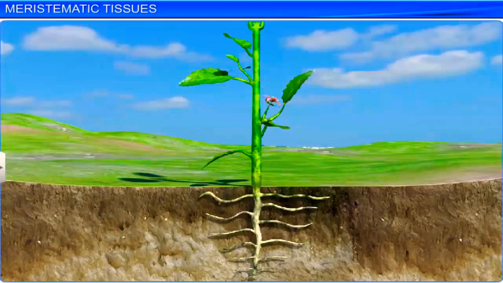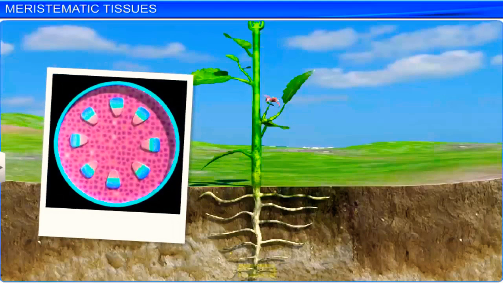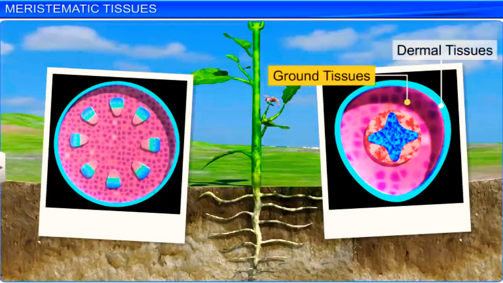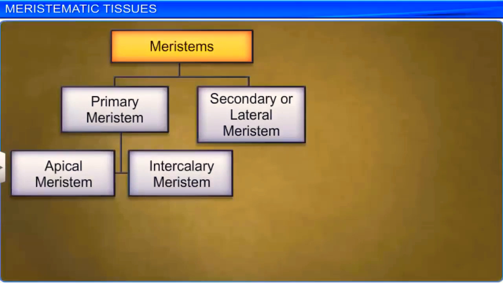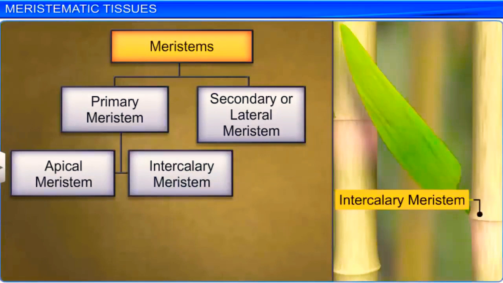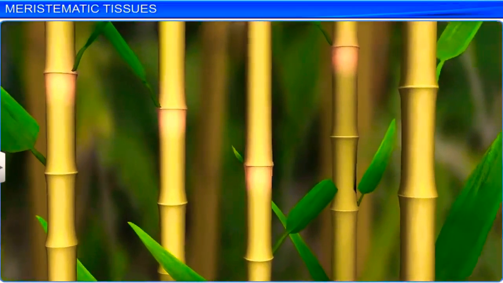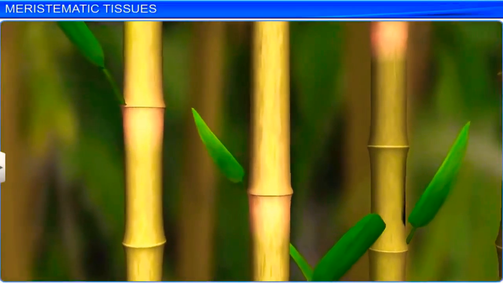During the formation of the primary plant body, some particular regions of the apical meristem produce dermal tissues, ground tissues, and vascular tissues. Another type of primary meristem is intercalary meristem, which occurs between mature tissues. It helps in regenerating grass blades removed or eaten by grazing animals.